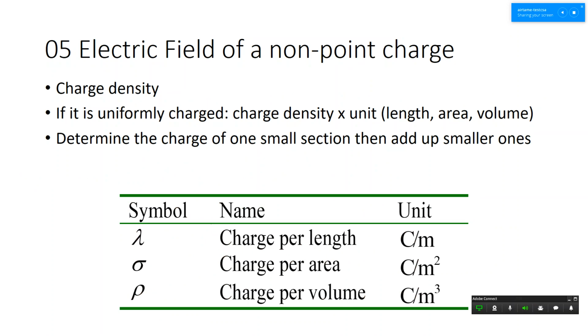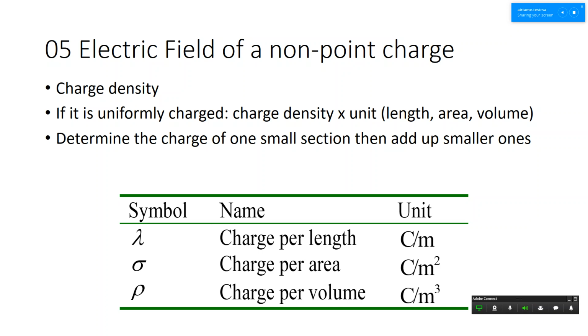Once we did that, that was all fine and dandy. We did electric field of point charges. Then we moved on to the more complicated electric field of non-point charges. And we introduced the concept of charge density, which is the amount of charges per unit length or unit area or unit volume, depending on what kind of shape we're talking about.